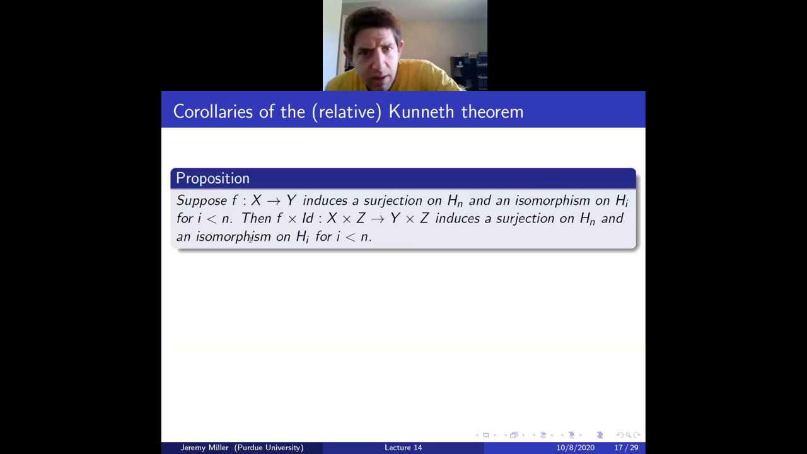So the corollary of the Künneth theorem says that if you have a map from a space X to Y that's a surjection in degree n and an isomorphism in lower degrees, then if you cross that map with the identity from Z to Z, it's going to induce an isomorphism in the same range.